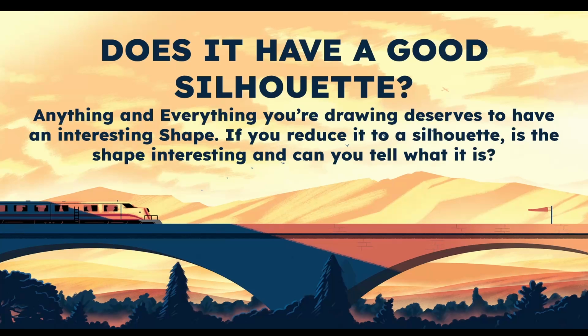Does it have a good silhouette? Anything and everything you're drawing deserves to have an interesting shape. If you reduce it to a silhouette, is the shape interesting and can you tell what it is? So any shape you're drawing, if you were to whack down the brightness so it was a complete silhouette, would that shape be engaging? Would you understand what it was, and would it be an interesting shape? So thinking about everything as how it would look as a silhouette and designing things so that they have interesting shapes is a really key thing for image making, and something I'm always trying to remember and going back through my images to make sure they're creating interesting shapes and that they're clearly readable against the background or what they're in front of.